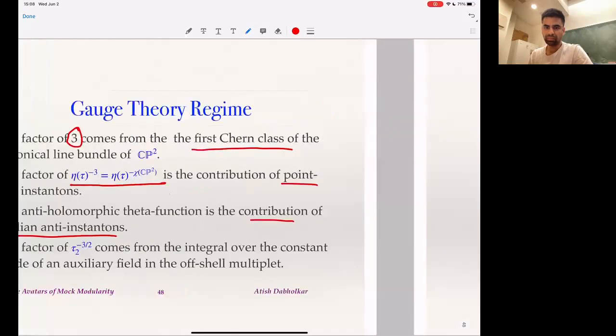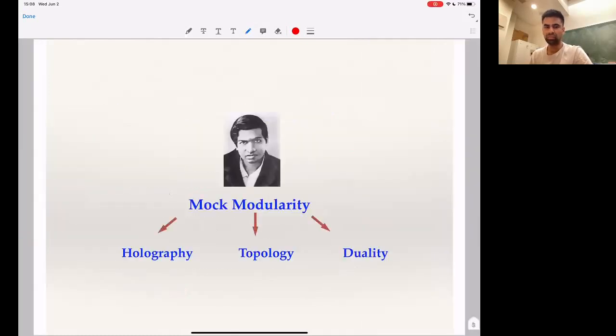So I will end here actually. So this is Ramanujan's 3. I don't think Ramanujan had any idea. This is sort of the power of his far-seeing ability to see mathematical patterns, that in very different physical contexts of holography, topology, and duality, some of these functions that looked very exotic at the time appear very naturally. So I think I'll stop here.